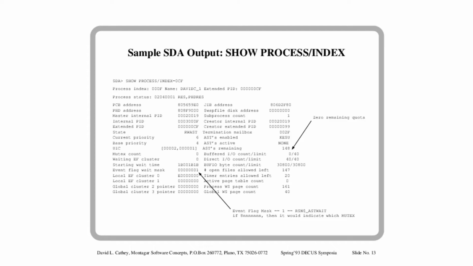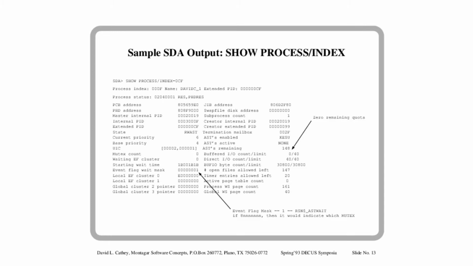The display gives you the name and addresses of various data structures: PCB, JIB, process header. The important flags, though, are the event flag wait mask, which, if you're in an MWait or an RW state, will tell you what you're waiting for. In this case, it's a 1. Remember on the previous chart, 1 was equal to RWAST. And sure enough, RWAST is noted as the state.